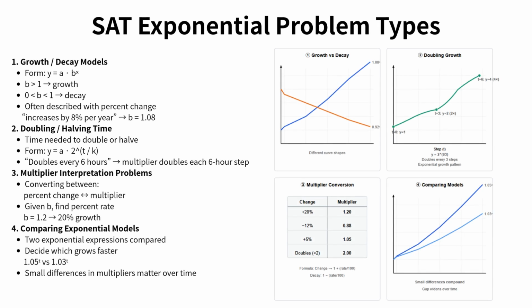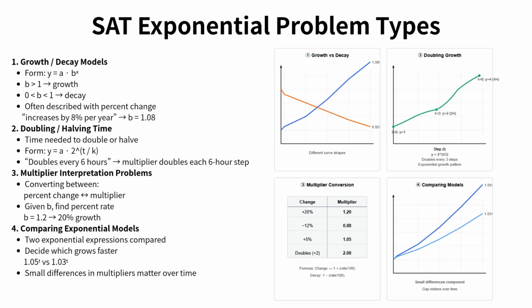Now that you've seen how exponential behavior appears in real situations, let's look at the 4 main types of exponential problems you'll encounter on the SAT. The first category is growth and decay models. These follow the form y equals a times b to the t. If the multiplier b is greater than 1, the quantity grows. If b is between 0 and 1, it decays. Percent changes are often rewritten as multipliers. For example, an 8% increase corresponds to b equals 1.08.